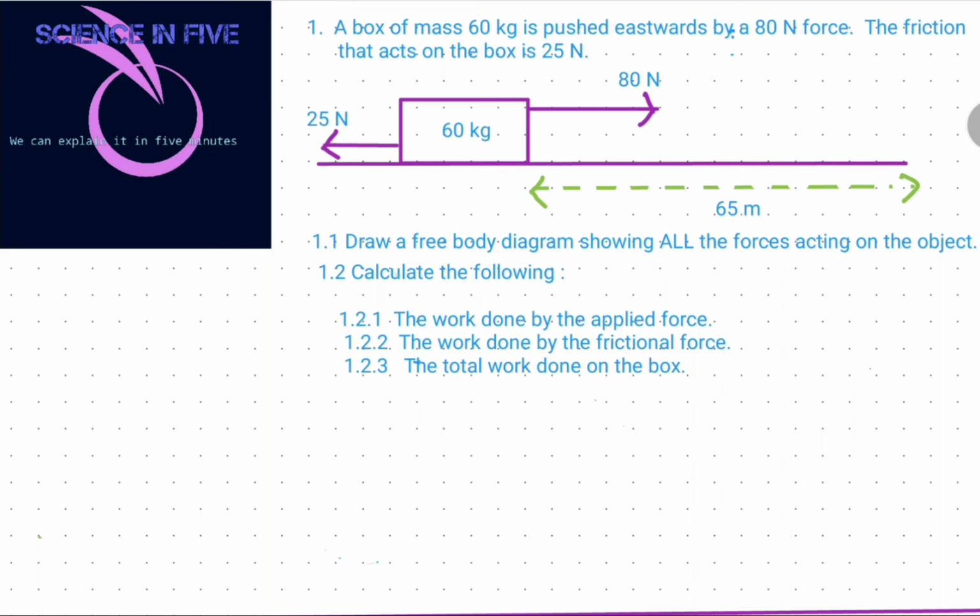1.1, draw a free body diagram showing all the forces acting on the object. 1.2, calculate the following. 1.2.1, the work done by the applied force. 1.2.2, the work done by the frictional force. 1.2.3, the total work done on the box.